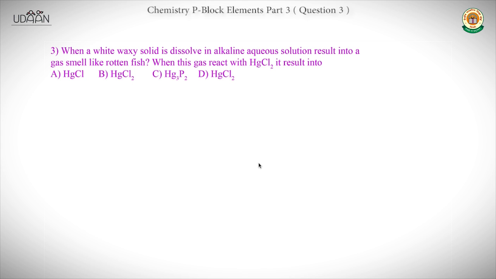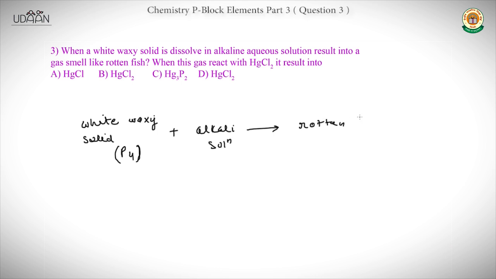Now, firstly we will plot this problem. This white waxy solid gives us a hint of P4. Yes, it is P4. We get the hint from the properties of P4 when dissolved in alkali solution. Let's plot it firstly. In alkali solution, it results in a rotten fish smell gas, which is PH3, which is already mentioned.